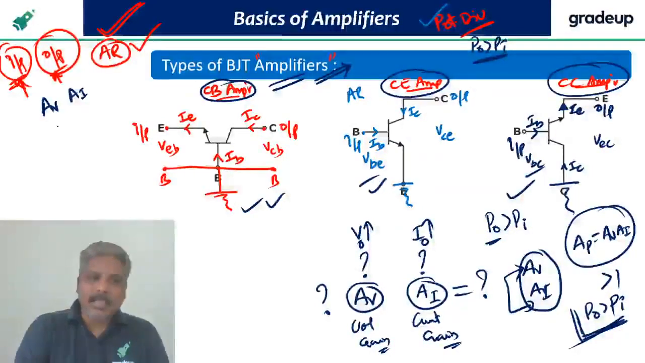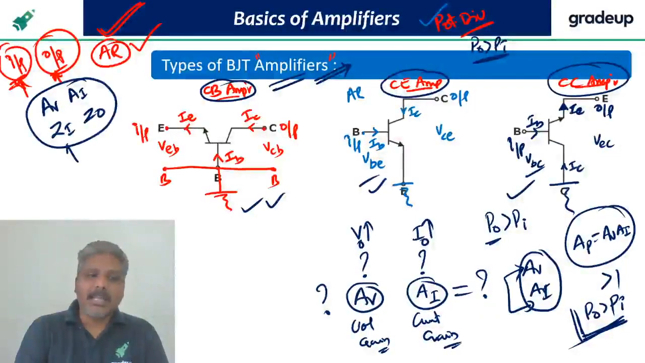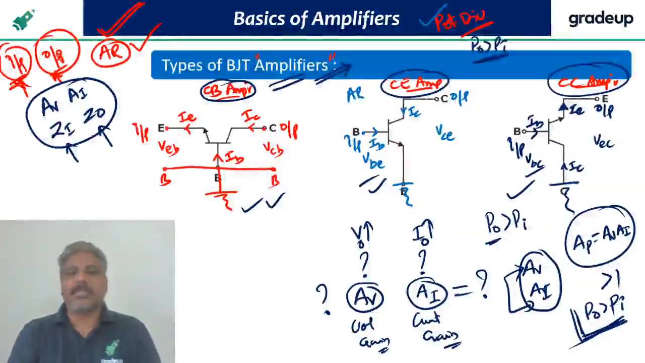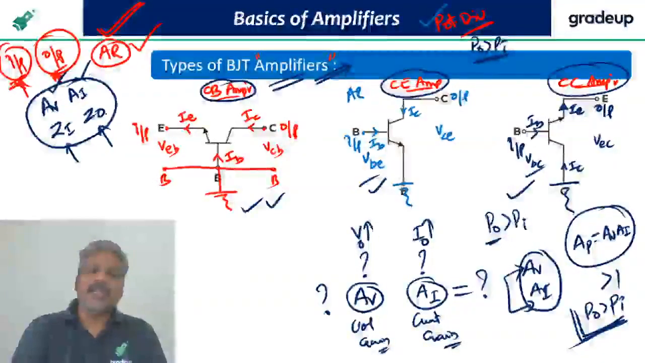Apart from this, I am going to find two other terms, ZI and ZO also. What is ZI? Input impedance and output impedance. Sir, after all we need AV and AI only, no? AV and AI, that's what always matters. Then why do we need to find ZI and ZO?